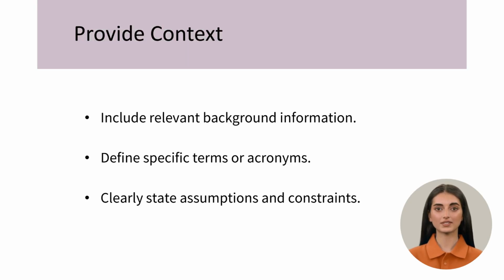Another key to getting the best results from ChatGPT is providing the right context. First, include relevant background information. If you're asking for help with a project, provide details about the topic, the audience, and any key points that should be included. The more ChatGPT understands the scenario, the better its response will be.